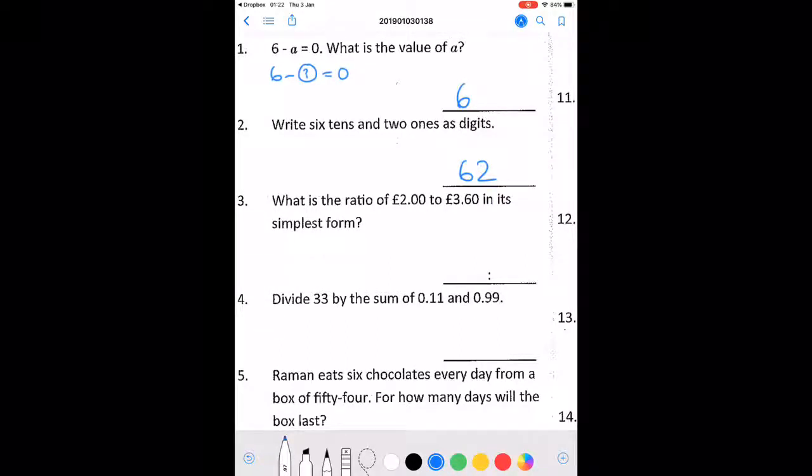What is the ratio of £2 to £3.60 in its simplest form? So let's start with 200 pence and 360 pence, to get rid of the decimal, changing them into pence really. Let's divide both by 10. Now 20 and 36, that will divide by 4 to give you 5, and that will divide by 4 to give you 9. So the answer will be 5:9.